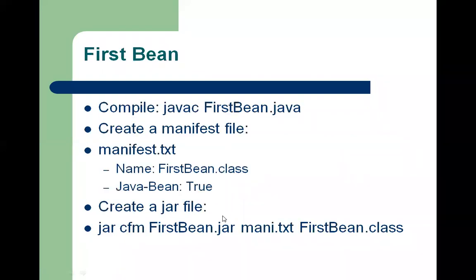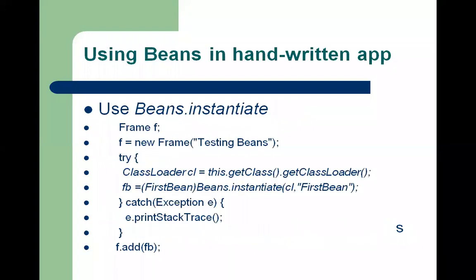Then we compile that bean with javac FirstBean.java, and then we create a manifest file. After running the program, we create the manifest file with FirstBean.class, and Java-Bean should be true. Then we create a jar file: jar cfm FirstBean.jar manifest.txt. Finally, the bean structure will be complete. We have FirstBean.jar and the manifest.txt, then FirstBean.class, which will be executed on a different platform as per need.